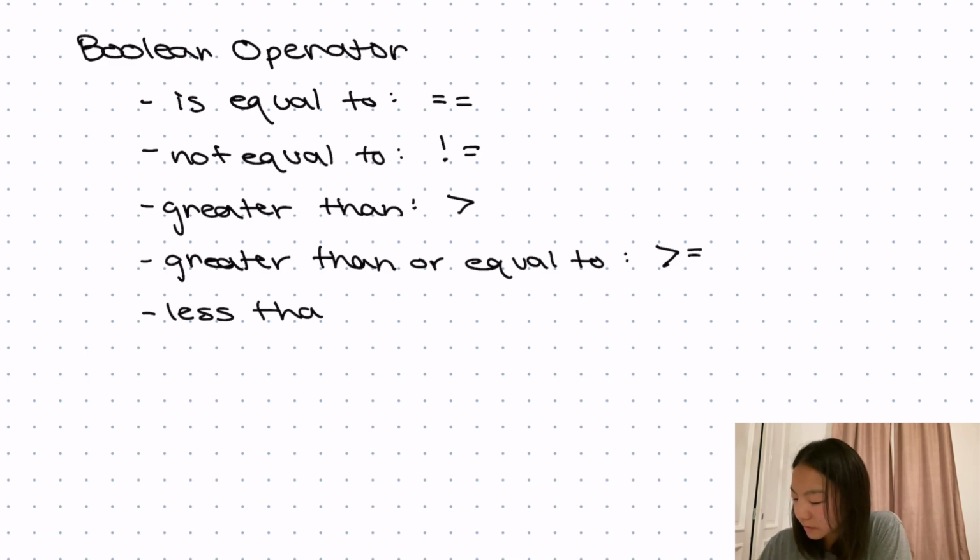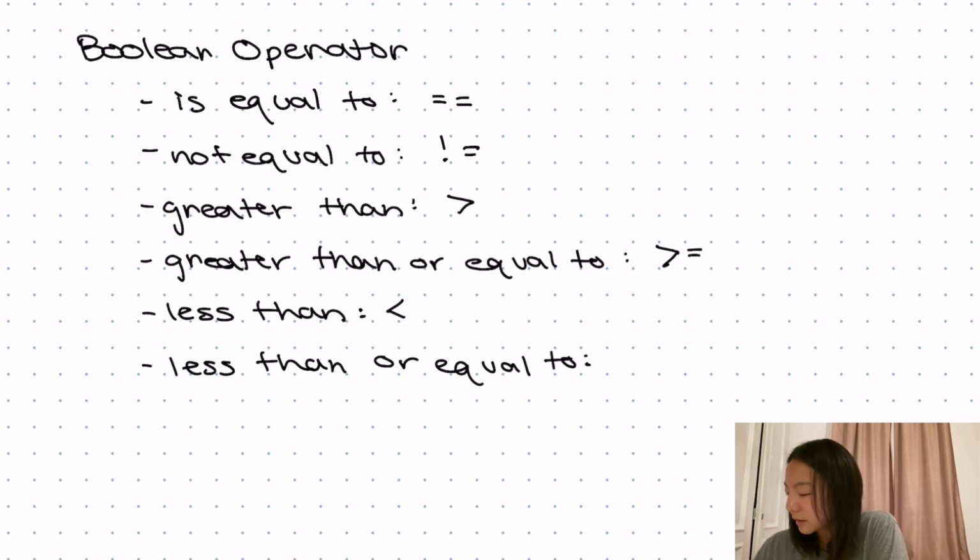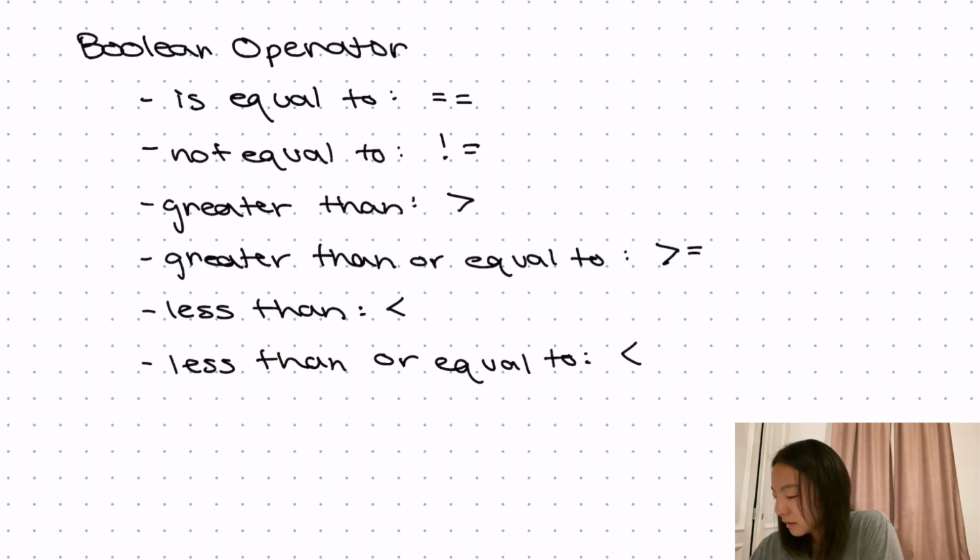Less than. Is this less than? And then we have, finally, less than or equal to. And that, as you can guess, is this: less than caret, and then equal to.